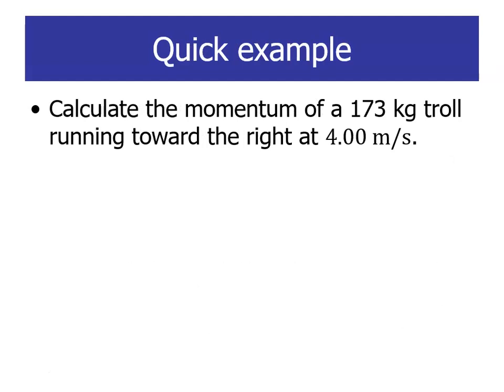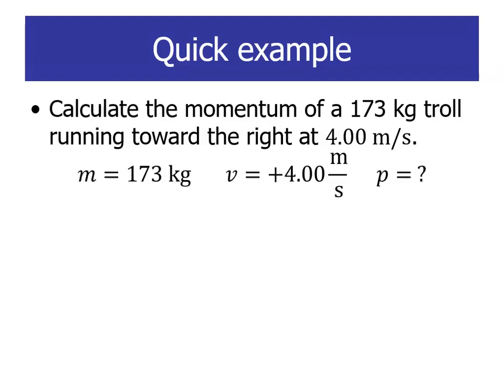Calculate the momentum of a 173 kilogram troll running toward the right at 4 meters per second. Well, we write our givens like good physics students because we want to earn all of our points. So we have our mass. Notice the plus sign in front of that velocity indicating that it's going toward the right. Unless otherwise noted, the right direction is going to be positive, up is going to be positive as well. And if we had to work in 3 dimensions, we would also say coming toward us is positive. But anyway, up and to the right are positive directions.